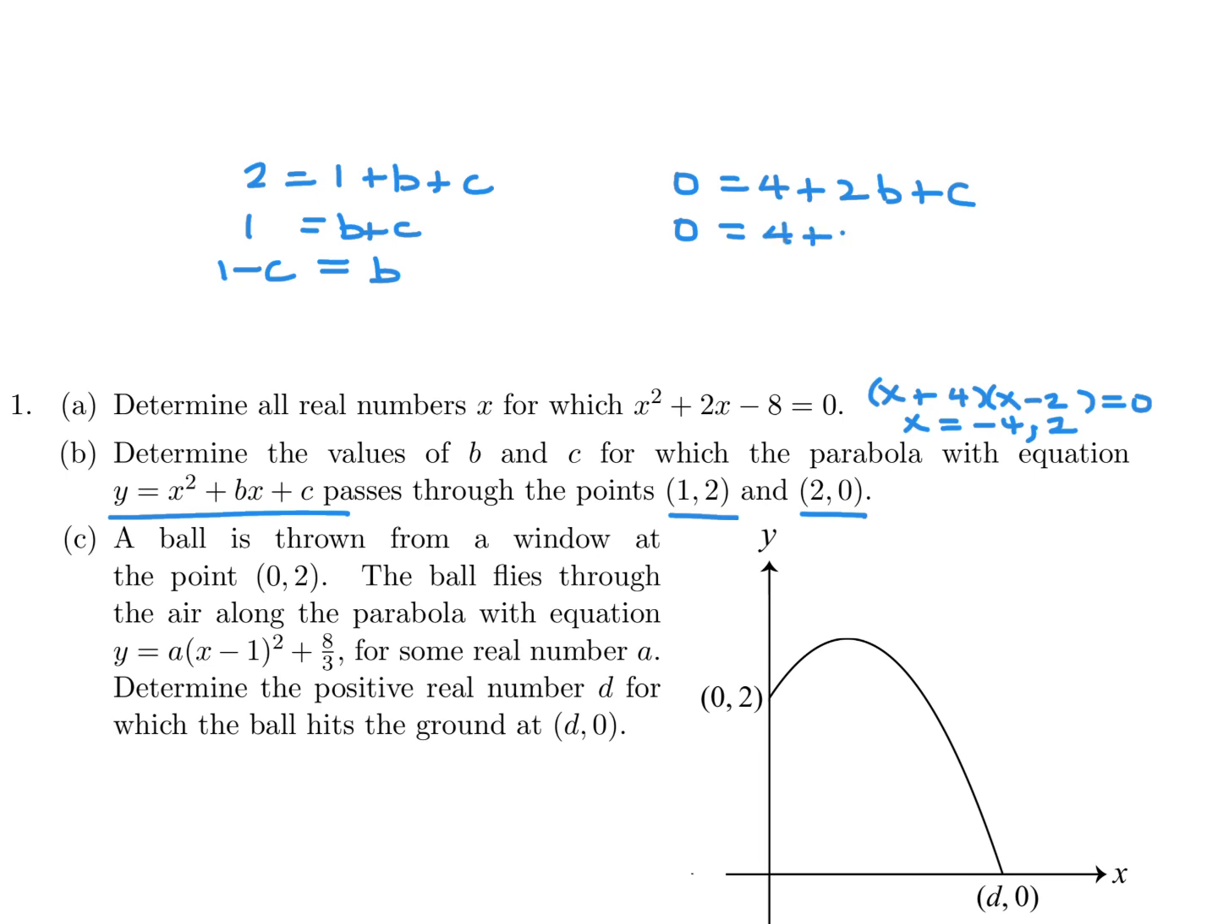So 4 plus 2b, which is 1 minus c from here, plus c. And then you guys can solve that. I'm certain of it. And when you do, you get c is equal to 6. And then substitute that back into here to get b is equal to negative 5.